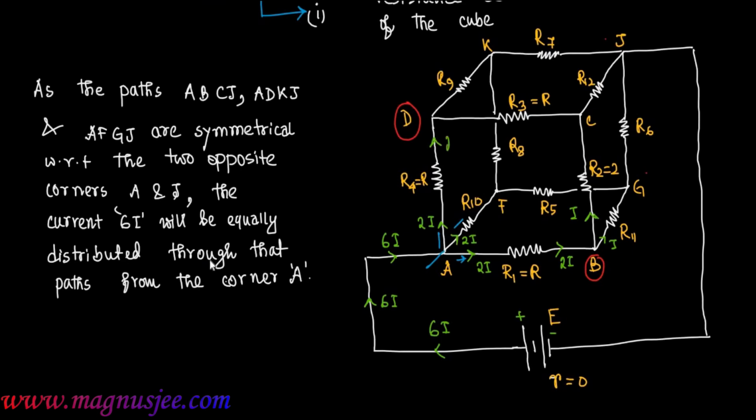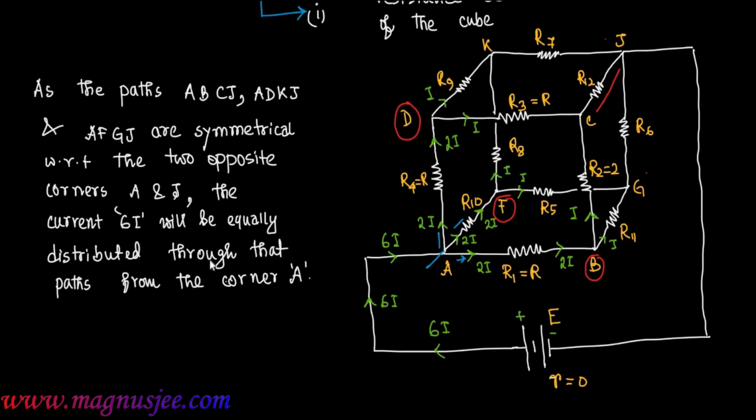Similarly, from the point D, total current 2I will be equally distributed as I and I along the arm DC and DK. And similarly from the corner F, the total current 2I will be equally distributed as I and I along FG and FK.